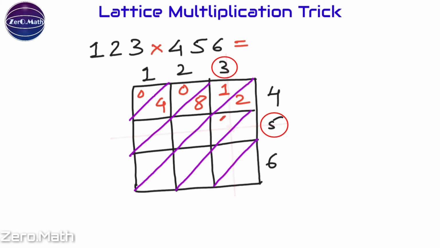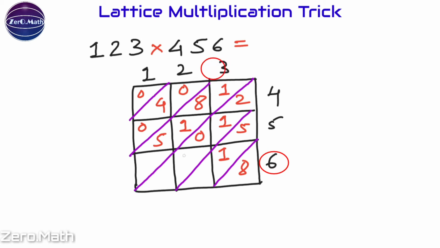3 into 5 is 15. I'll write the result over here. 2 into 5 is 10. 1 into 5 is 0, 5. 3 into 6 is 18. 2 into 6 is 12. And 1 into 6 is 6, so write it as 0, 6.